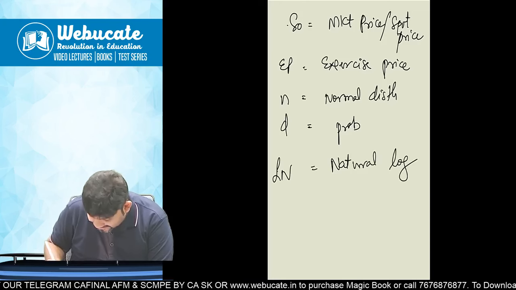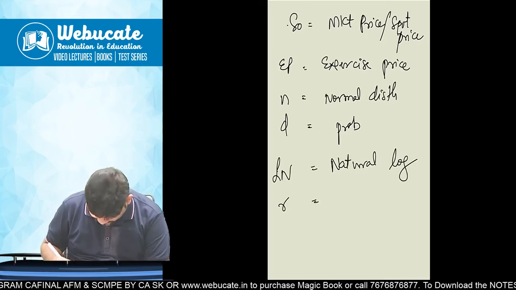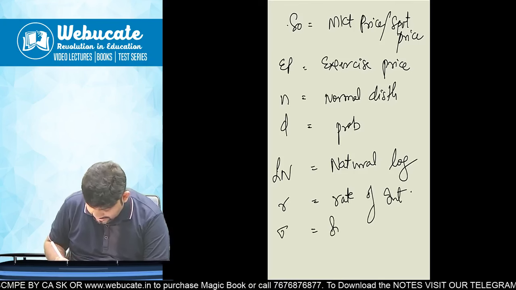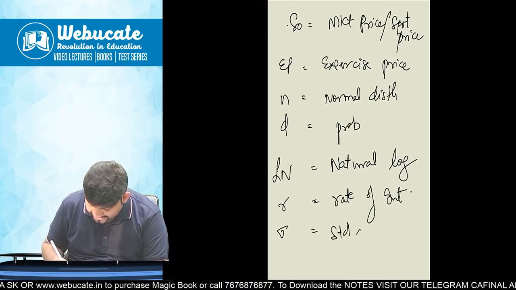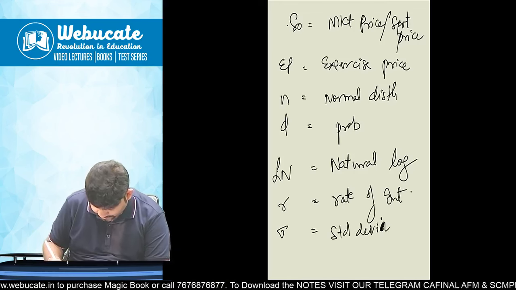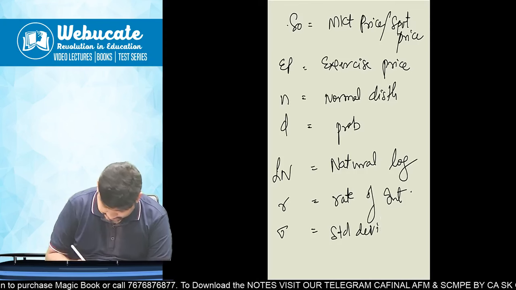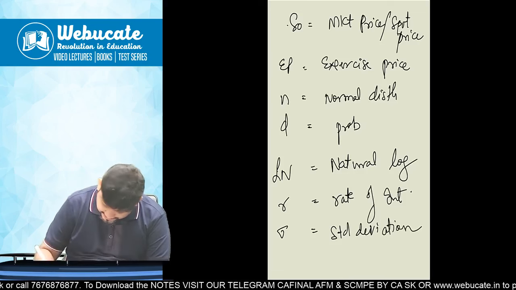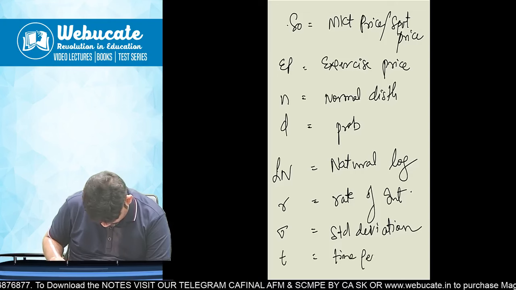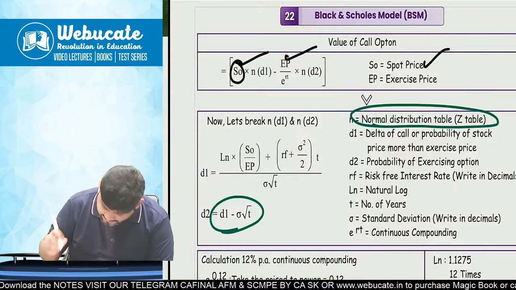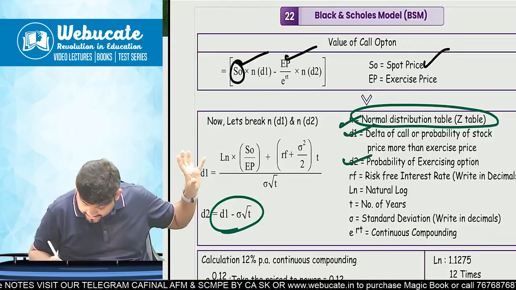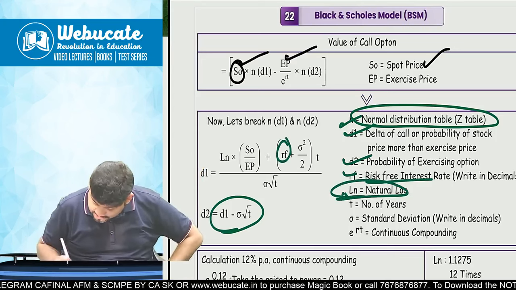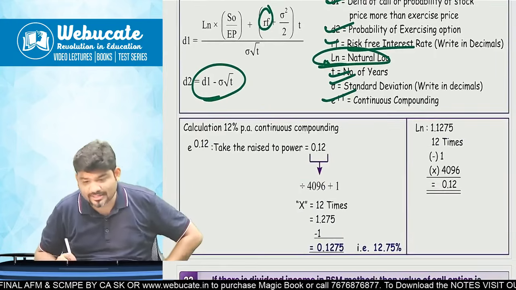I will explain, don't worry. Then you have R, the rate of interest. Then you have sigma, which is called the standard deviation. Then you have T, which is the time period. So all of this is here: N, d1, d2, RF, the risk-free rate. LN is natural log, I'll explain. T is the number of years. And e raised to RT is the continuous compounding.